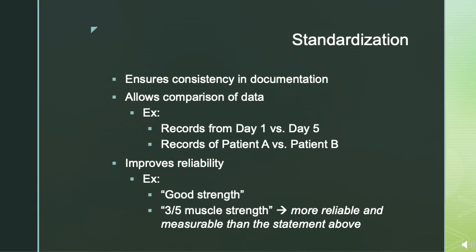Second, standardization improves reliability. Reliability means that the information recorded can be trusted and consistently interpreted. When documentation is standardized, there is less variation in how information is written. This reduces confusion and ensures that different therapists understand the same information in the same way. For example, if one therapist writes good strength and another writes 3 out of 5 muscle strength, these are not equally reliable. Standardized documentation encourages the use of measurable, objective terms. This increases accuracy and reduces subjective interpretation.